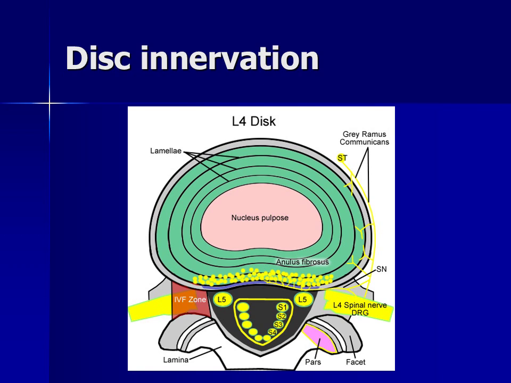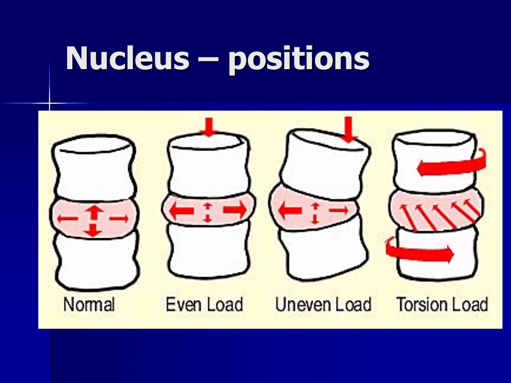This is an artist's rendition of an L4 disc. You can see the center of this disc would be the orientation where the nucleus pulposus lives. You can see the concentric rings labeled lamellae towards the upper left-hand corner of that disc diagram. And down through the right side, you can see the posterior and outer 1/3 of the disc being innervated. As you go down closer to the pars and the facet joint, you can see where the L4 spinal nerve root, the dorsal root ganglion, runs through the intervertebral foramen.